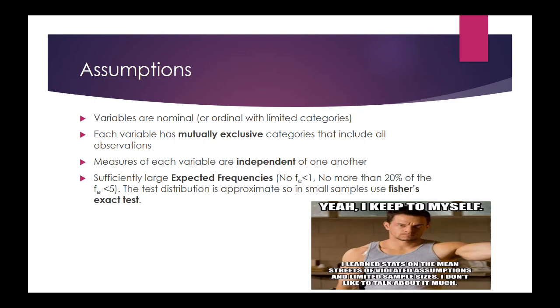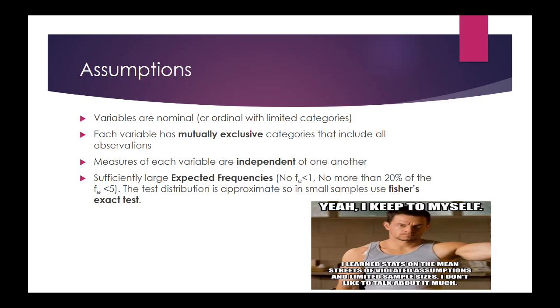The final one, though, is you should have sufficiently large expected frequencies, meaning no more than 20% that are less than 5. This is, again, an issue when you have larger contingency tables. I've dealt with this issue when I was running my dissertation data. And what we did is we combined one of the variables. So instead of being a 2x4 table, we made a 2x3, and that helped account for those violations.